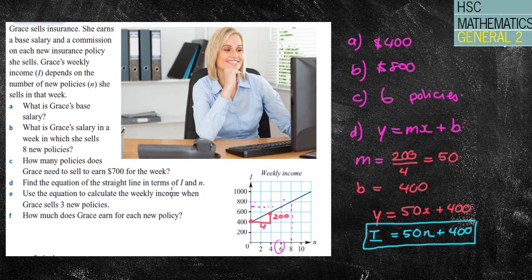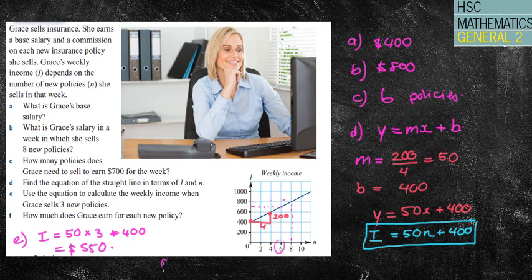Okay, so that was D. I've got E and F. I'm going to do E over here. So for E, use the equation to calculate the weekly income when she has 3 new policies. Well, her income equals 50 times the number of new policies, which is 3. And I'm going to add on to that the 400. So I will equal, well, that will be $550.